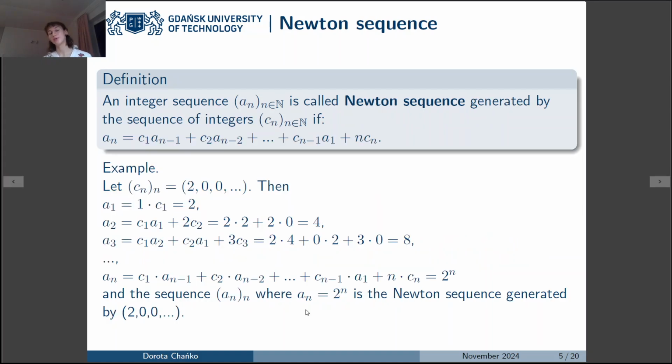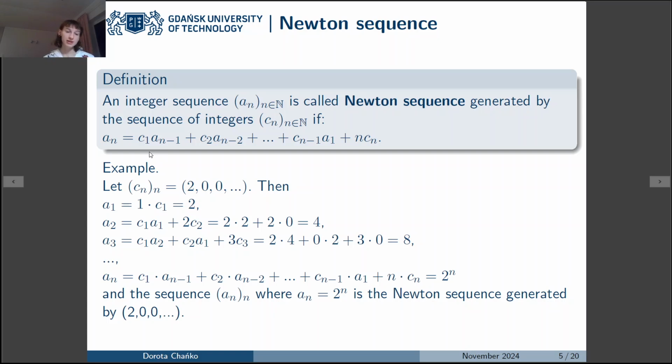Okay, now Newton sequences. So Newton sequences are also integer sequences, and an integer sequence an is called Newton sequence generated by the also integer sequence cn if an is equal to c1 a n minus 1 plus c2 a n minus 2 plus and so on plus ncn. And a1 is just c1 here.